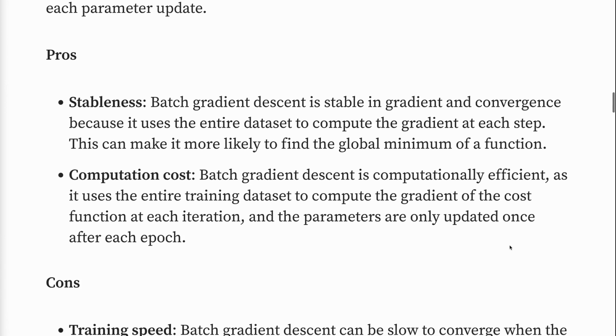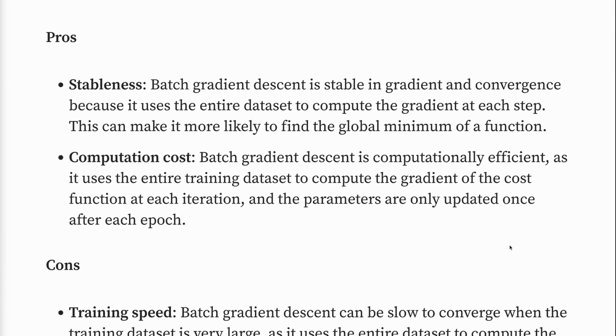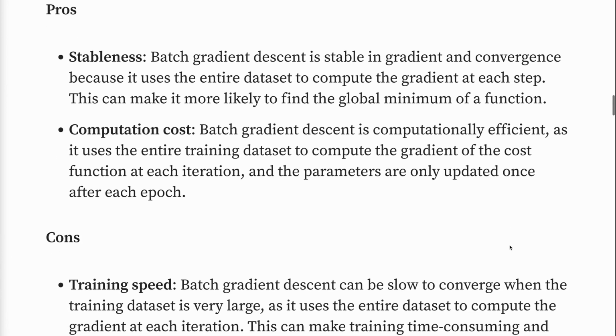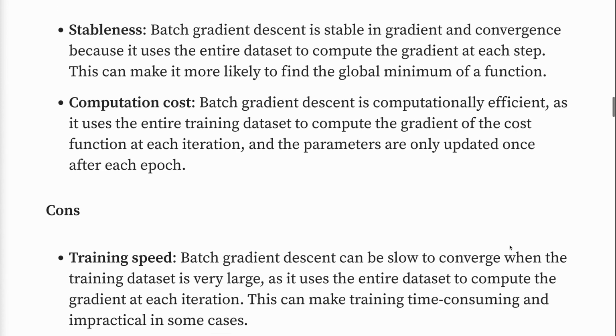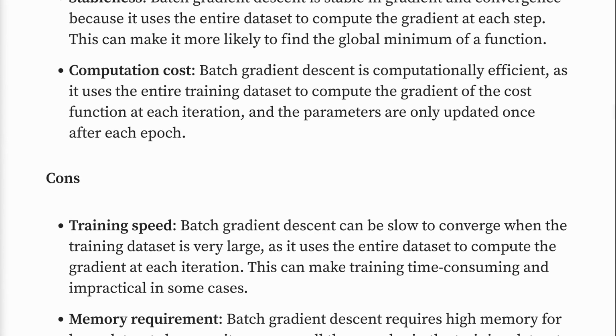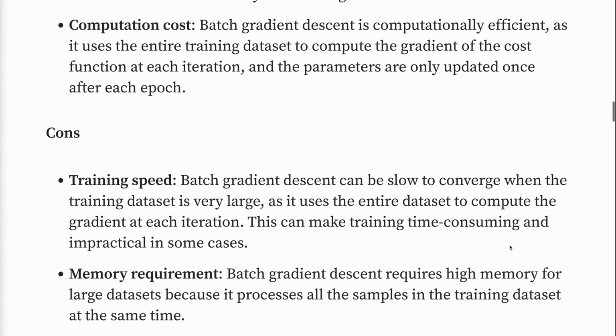The pros of batch gradient descent include: 1. Stableness. Batch gradient descent is stable in gradient and convergence because it uses the entire dataset to compute the gradient at each step. This can make it more likely to find the global minimum of a function. 2. Computation cost. Batch gradient descent is computationally efficient, as it uses the entire training dataset to compute the gradient of the cost function at each iteration, and the parameters are only updated once after each epoch.